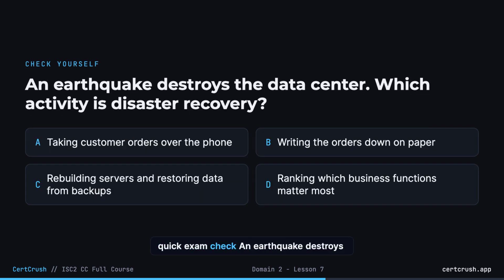Time for a quick exam check. An earthquake destroys a company's main data center. While the IT team rebuilds the servers and restores data from backups, other staff keep taking customer orders over the phone and writing them on paper. Which of these activities is disaster recovery? A. Taking customer orders over the phone. B. Writing the orders down on paper. C. Rebuilding the servers and restoring data from backups. D. Ranking which business functions matter most. Pause the video and pick your answer.